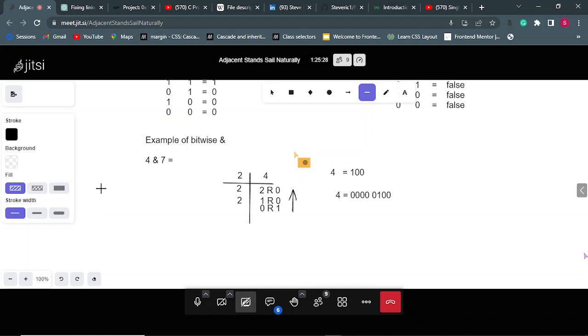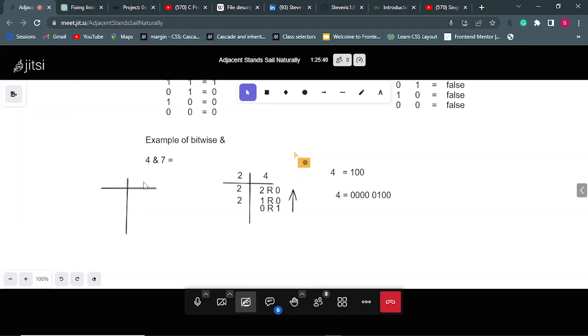So let me use 2. How many 2s can we see in 7? Please, I want any response. How many 2s can we see in 7?